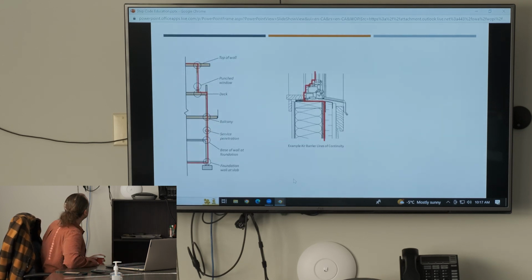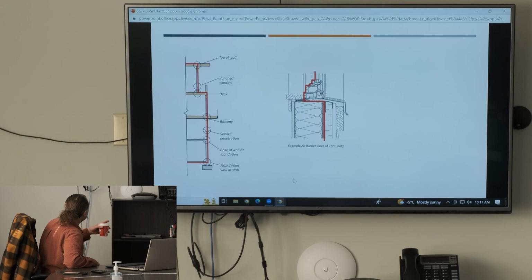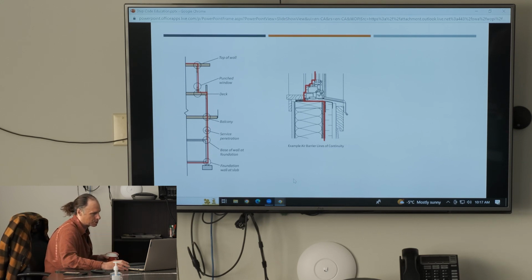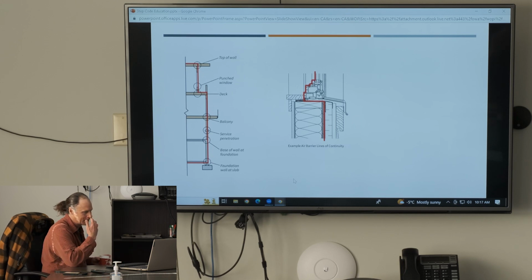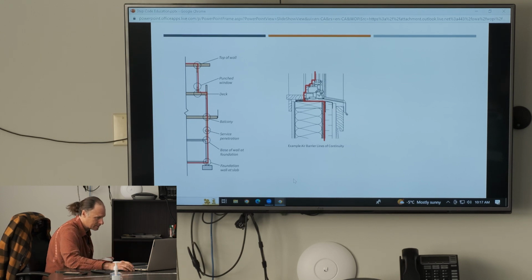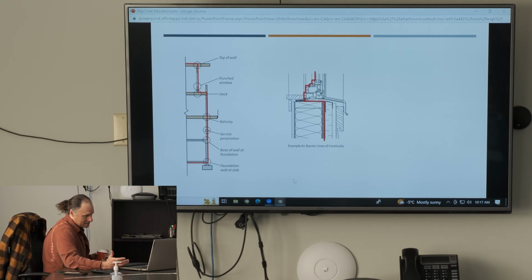So here are some examples of that detailing, examples of air barrier lines of continuity. You've got the top of the wall, the punched window, deck, balcony, surface penetration, base of wall at foundation, foundation wall at slab. You want to make sure that you really are sealing all those penetrations and where those joints meet. So detail is an integral part of the overall design process, even in the early stages of design development.